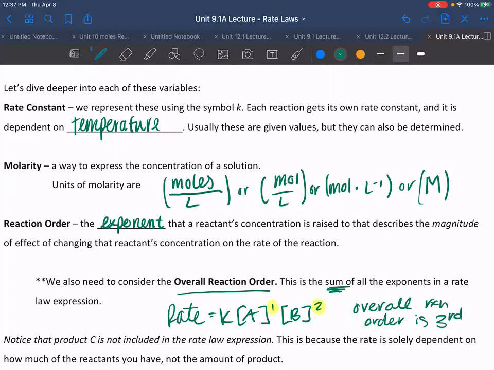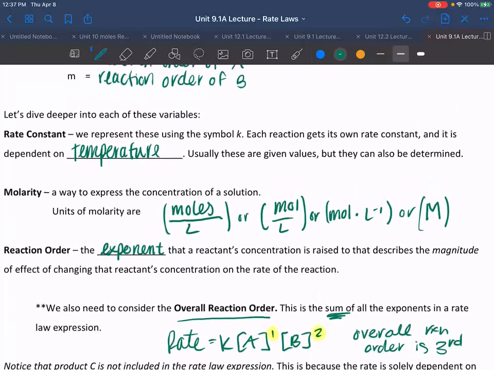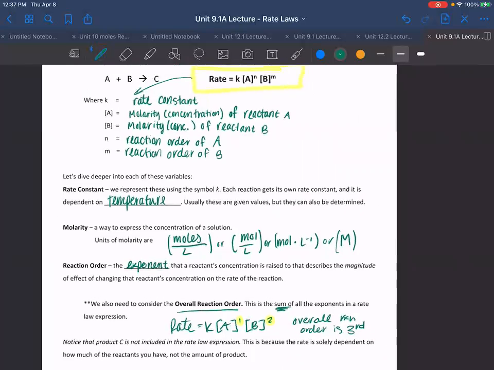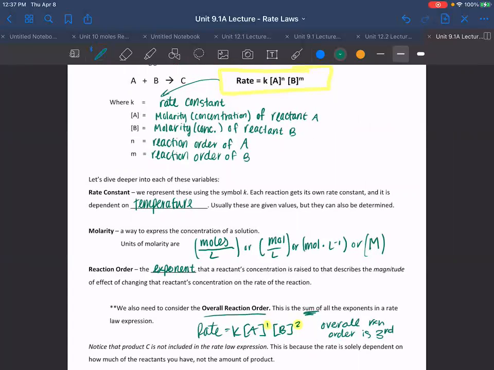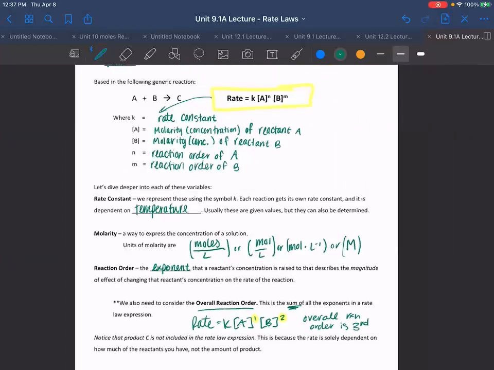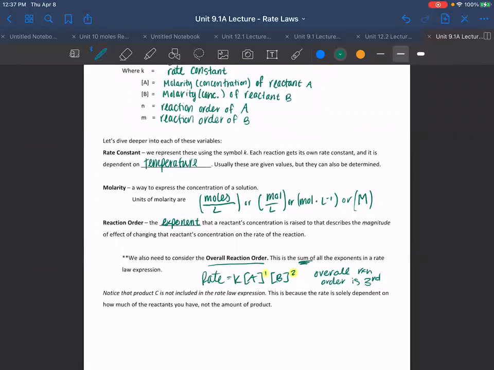And so what we're going to be learning is how to find out the orders or the rate constant. So that's what we're going to be practicing today. Again, I want to point out, was reaction C in this general rate law expression? We don't care about products in here. That doesn't affect the amount of product that we will make. So for rate laws, we just look at reactants.